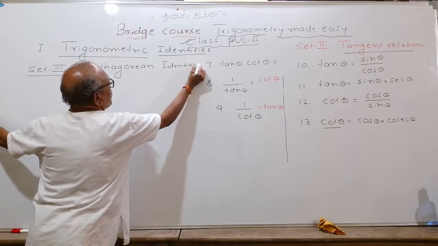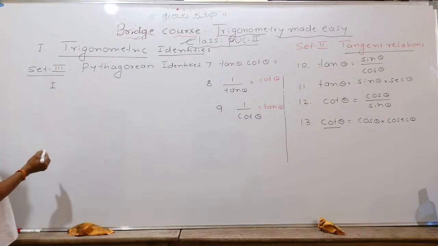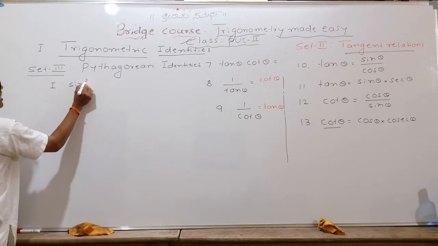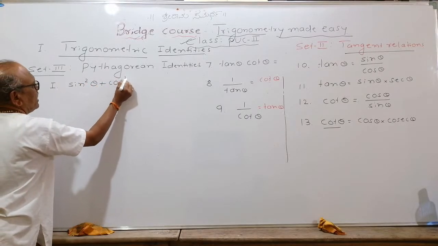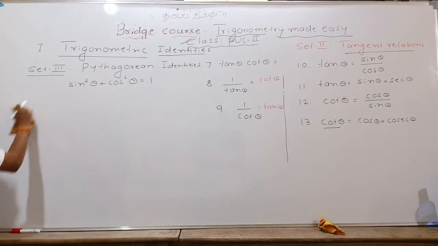Identities. You know the first identity. The first identity is sin square theta plus cos square theta is equal to 1. Let me call this formula number 14.